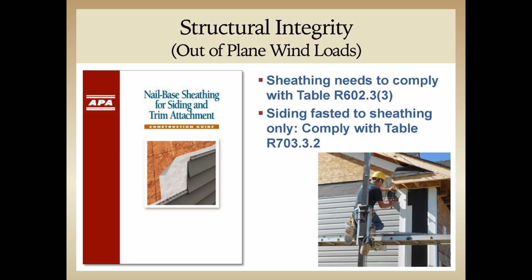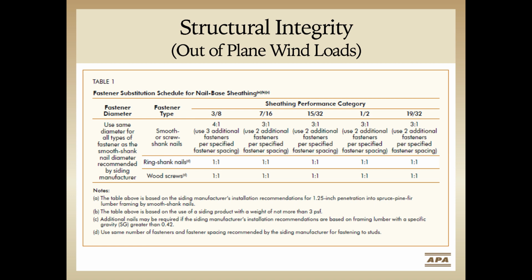APA has a publication that provides information on using the wood structural panel sheathing as a nail base. So let's take a look at what using your wood structural panel as a nail base requires. The table from this document provides a substitution schedule for nailing directly to the sheathing in lieu of the studs. So when looking at this table, it's easy to see that the simplest answer is to replace your smooth or screw shank nails with ring shank nails, and then no additional fasteners are needed. The simple switch to ring shank nails allows the installer to miss every stud and use the sheathing as a nail base and still get the same performance that they're used to. If that doesn't work, it is possible to increase the number of smooth or screw shank nails instead.